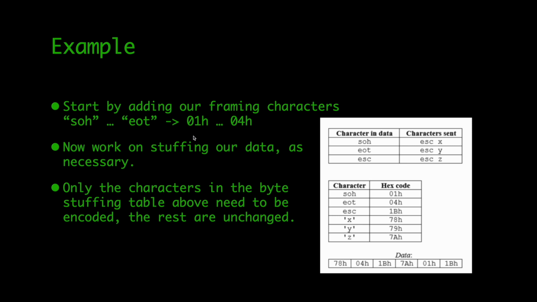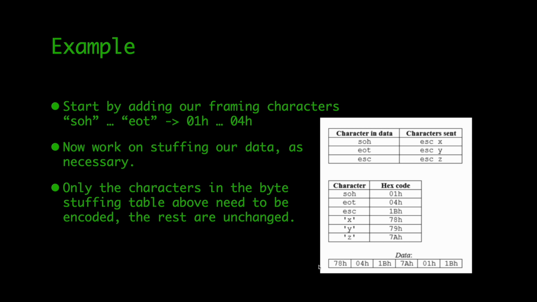I like to start by writing out systematically what it has told us. We know that SOH and EOT are our framing characters, so we could write it out in either form, and it's good to be able to switch back and forth. The total sent is going to start with SOH, include our data, and end with EOT. The hex codes for that are going to be 01H, our data that we're going to fill in, and 04H. Then we'll begin working on stuffing our data as needed.